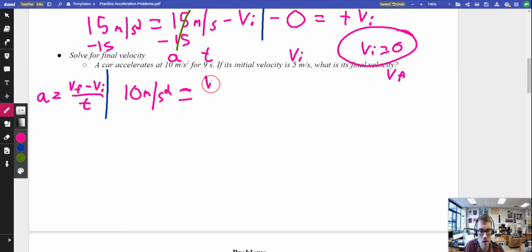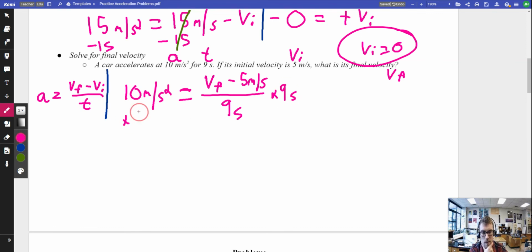Okay, so let's see. We don't know the final velocity. We do know the initial, so subtracting 5 meters per second, divided by 9 seconds. So what's our first step here? Well, again, just like we did on the prior one, we need to multiply by this 9. We need to get rid of the denominator, so we need to multiply by 9. All right, so those are going to cancel out.